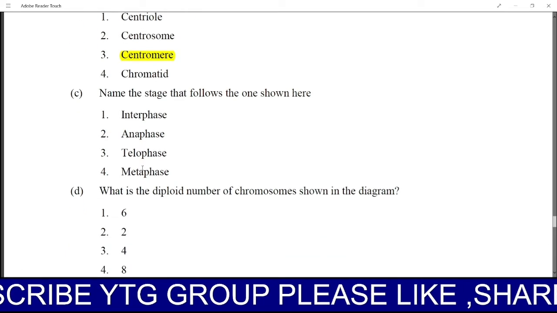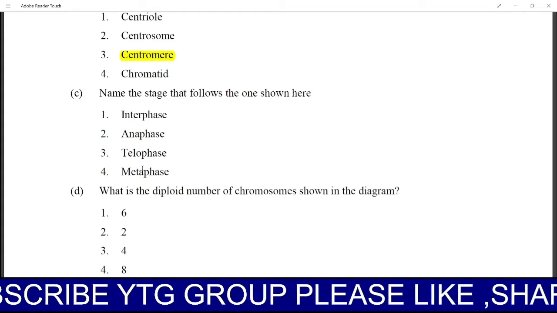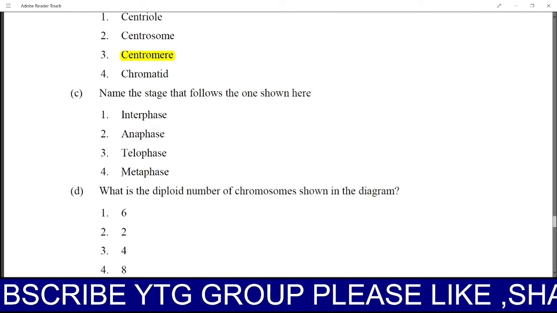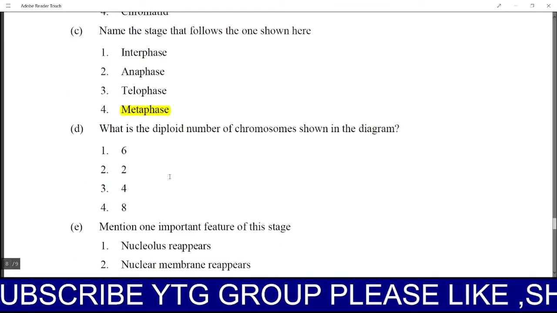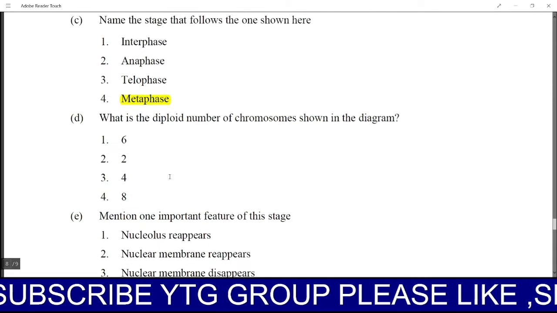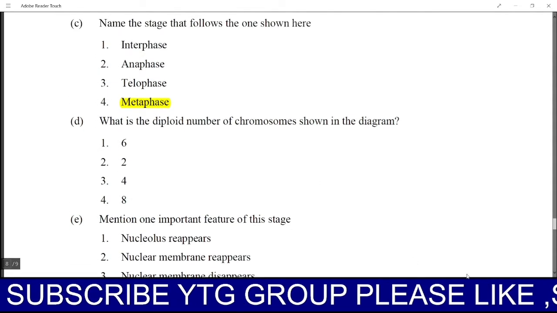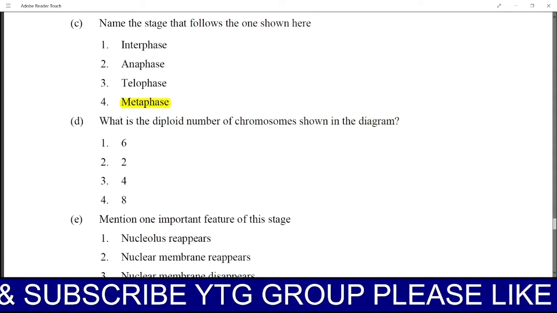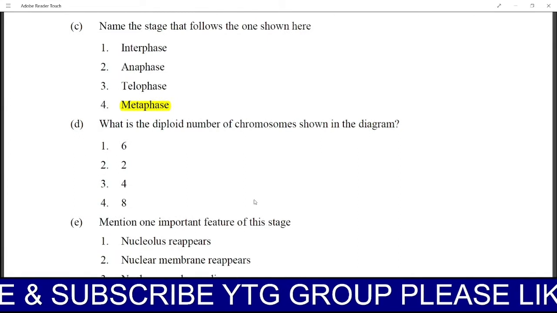Now name the stage that follows the shown one here. मतलब कि जो आपको शो की गई है वो वाली कौन सी स्टेज है. So this stage is known as metaphase. Now let's move further. So I'm sorry, this stage is, I marked the wrong one. So this stage is known as metaphase. Yes, correct. Question number 3 का correct answer metaphase है.